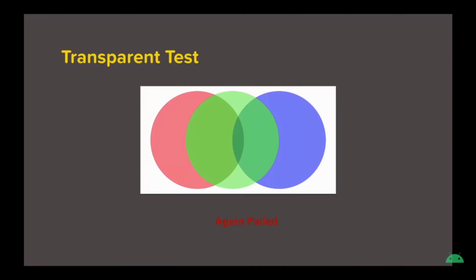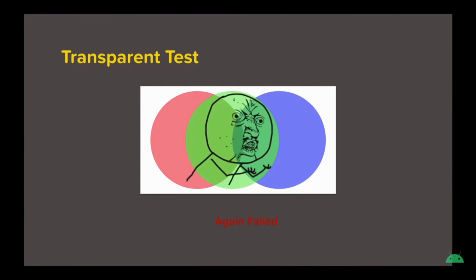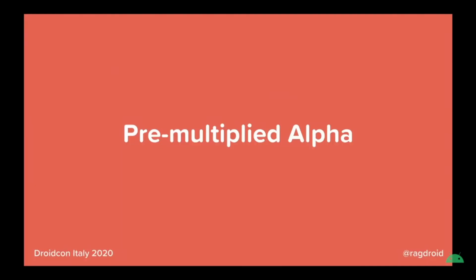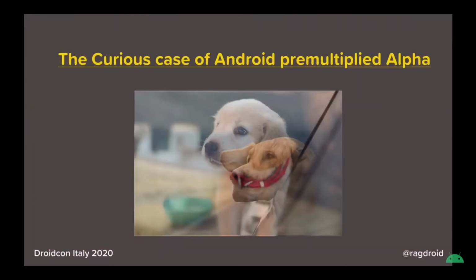So as it turns out, we failed again, even though we did set the alpha. But why now? It was a bit frustrating, but we learned that there's something called pre-multiplied alpha. So, what is pre-multiplied alpha? Whenever we are dealing with alpha images in Android, you can learn more about it in this blog, The Curious Case of Android Pre-Multiplied Alpha. That is how I learned it, and also from the help of my colleagues.